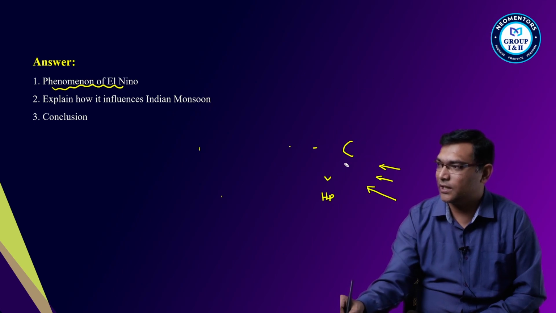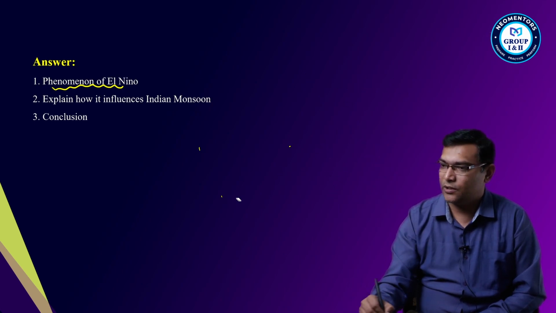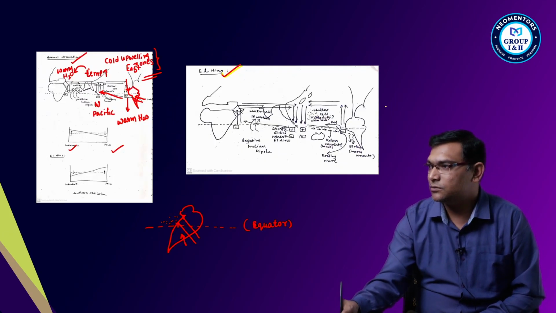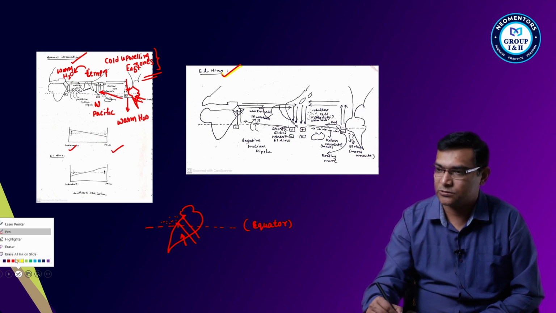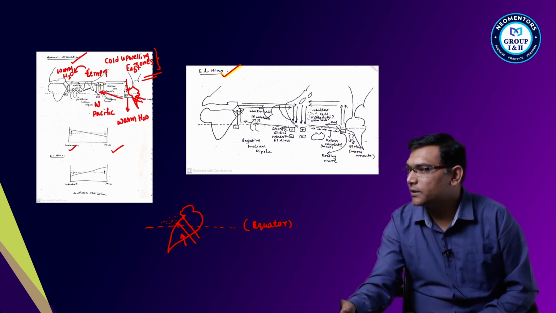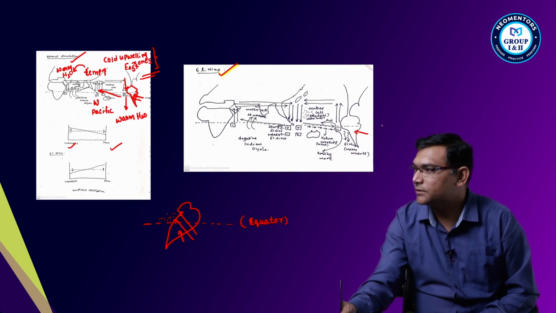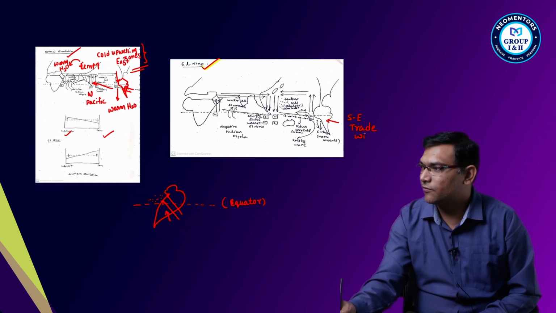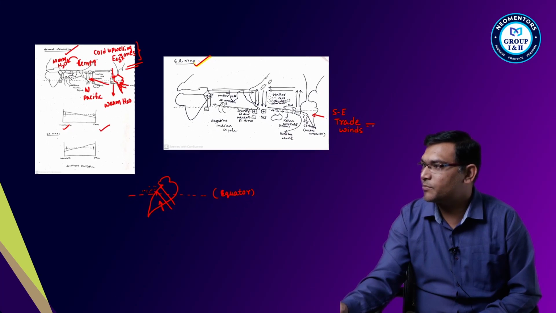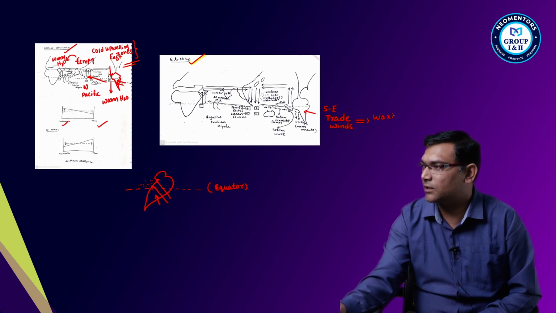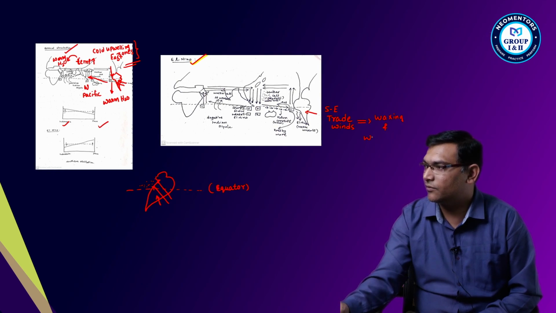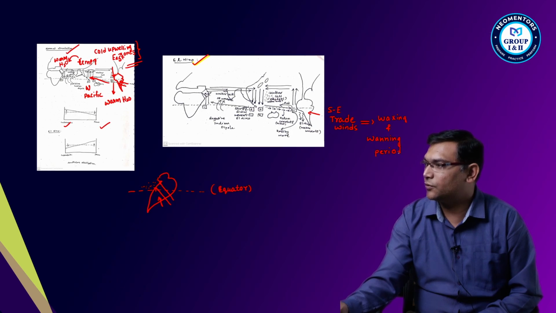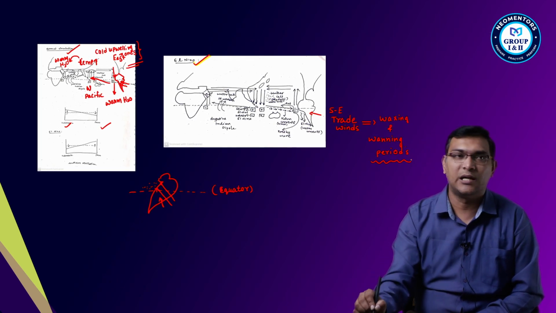So what will happen during the El Nino? During the El Nino, the southeast trade winds will become weak. Why? It is because of the waxing and waning period of the sun, or due to the changes that are taking place in the climatic conditions.